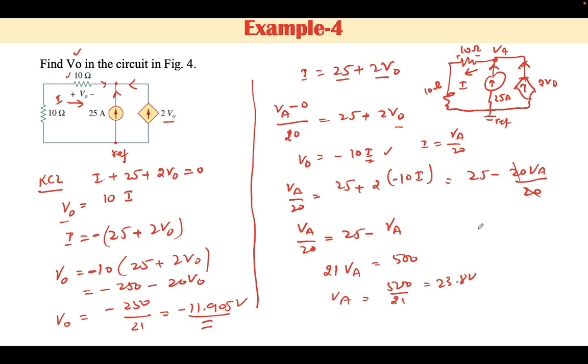Now, putting the value of VA in this equation, we can find out I is equal to VA upon 20. VA is 23.8 divided by 20, this is 1.1905 ampere. Then we need to find out the voltage across this element, that V naught is equal to 10 into 1.1905. Putting all these values, this value will be 11.905 volt, and this is the answer.